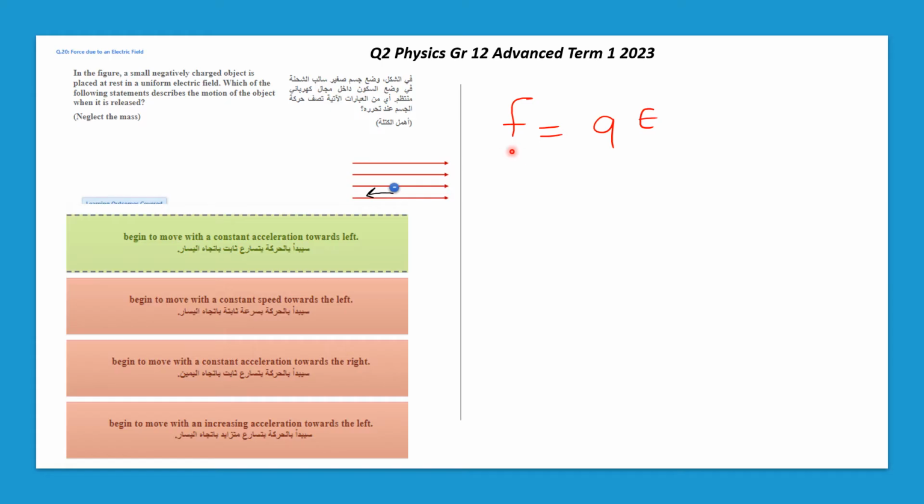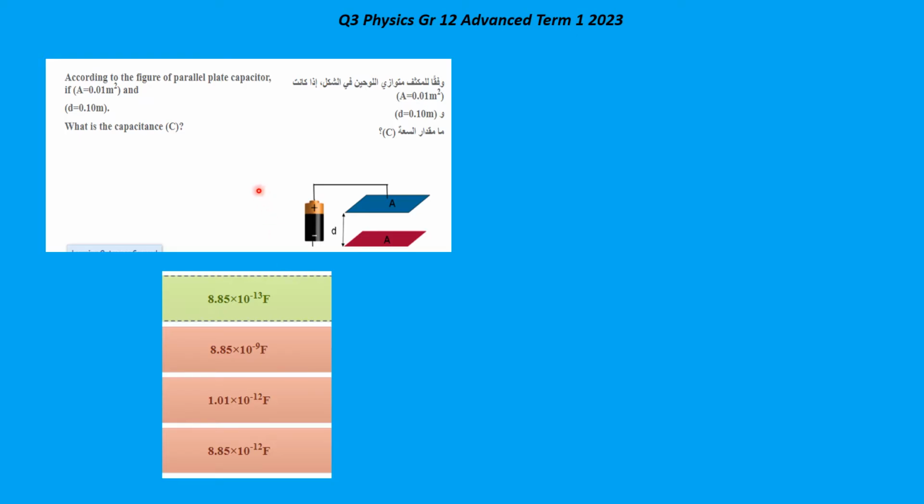Because F is equal to QE, according to the previous question, and according also to Mr. Newton, who said that every time you have a force, acceleration exists. So let's read together the first statement. The charge will begin to move with a constant acceleration. So acceleration exists because the force already exists. So option 1 is the correct one. We continue with question 3.